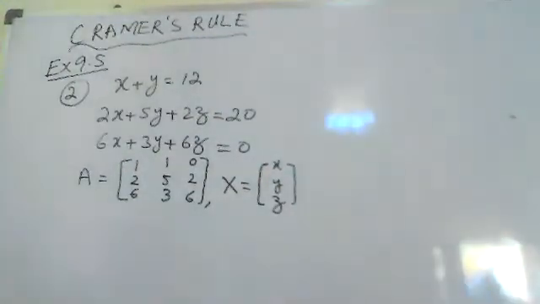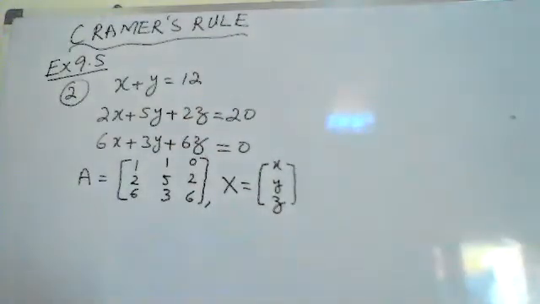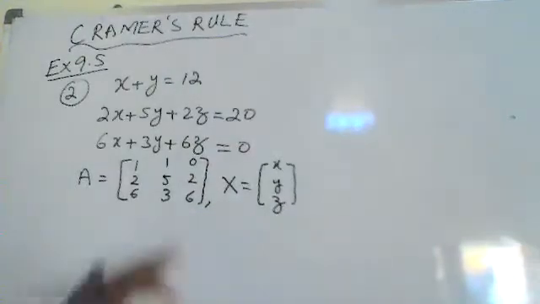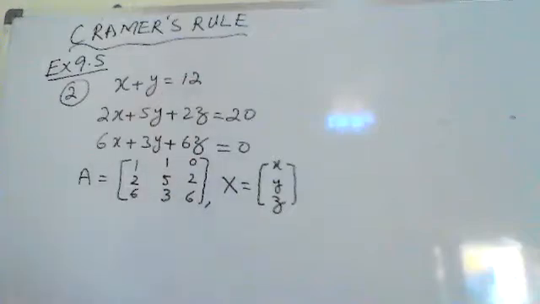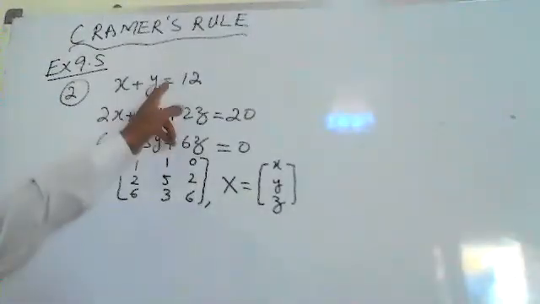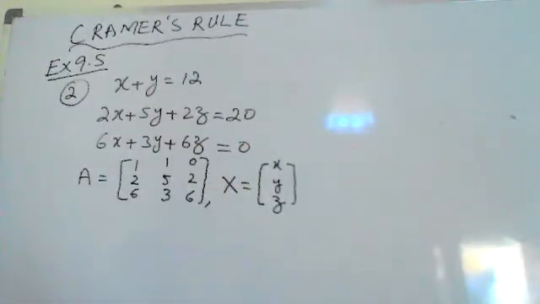Then the C part, the third: the coefficients of constants. Constants must be on the right side. If they are on the left side, we have to shift them to the right side. A constant means we do not have x, y, or z. The numbers which are not associated with x, y, and z are called the constants. So constants must be shifted to the right side if they are on the left side. If they are on the right side, that's good.